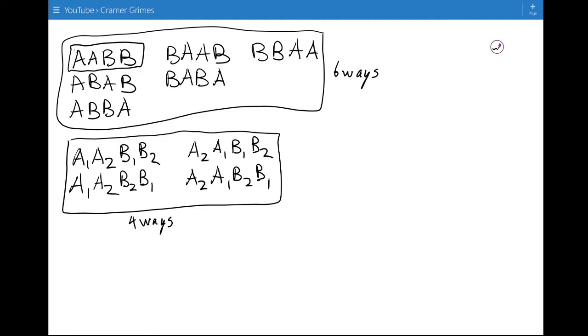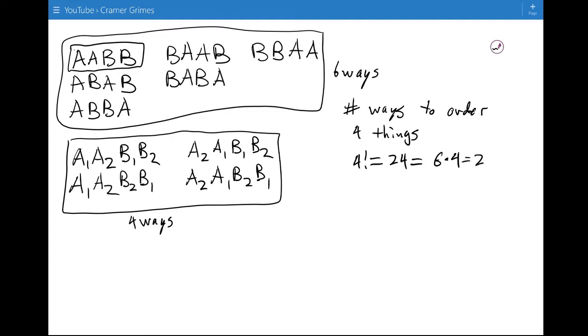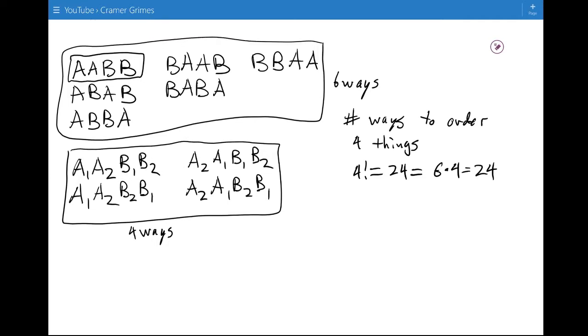Okay, so let's break this down. So the number of ways to order 4 things, that would be 4 factorial or 24. Okay, and then note there that 6 times 4 would get us to 24. Okay, but for each one of our 6 arrangements, I can't tell the difference between the two A's or the two B's.